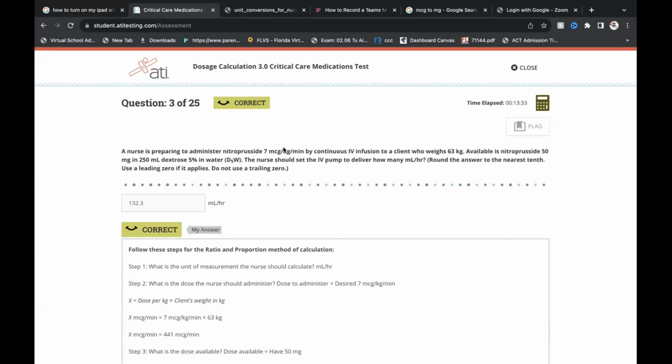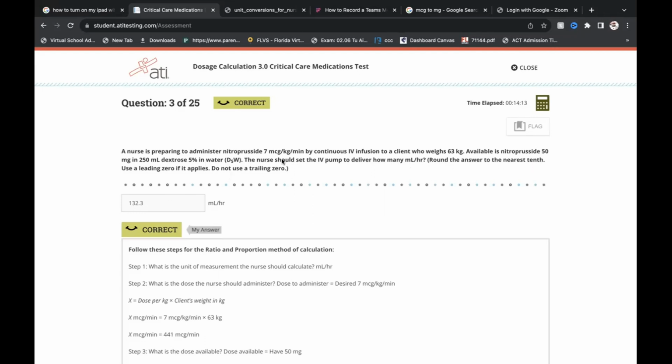This one is complex because we are converting. Okay, let me read the problem first. A nurse is preparing to administer nitroprusside, I'm guessing, 7 micrograms per kilogram per minute by continuous IV infusion to a client who weighs 63 kilograms. Available is nitroprusside 50 milligrams in 250 milliliters, dextrose 5% in water, D5W. The nurse should set the IV pump to deliver how many milliliters per hour? Round to the nearest tenth.